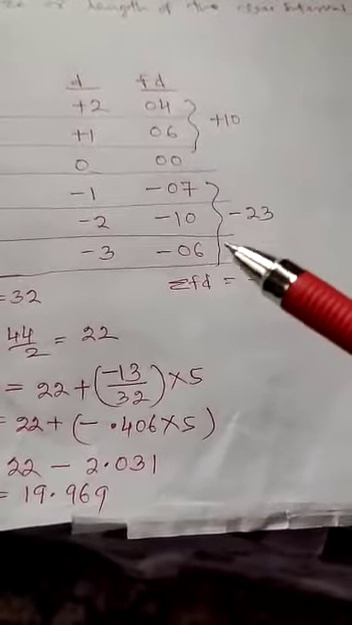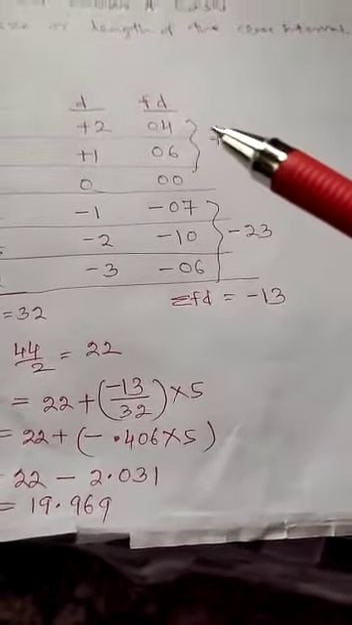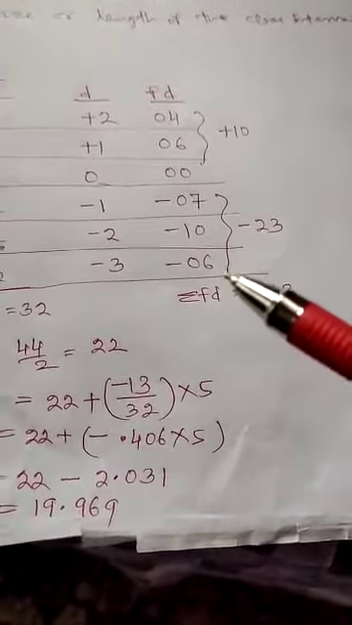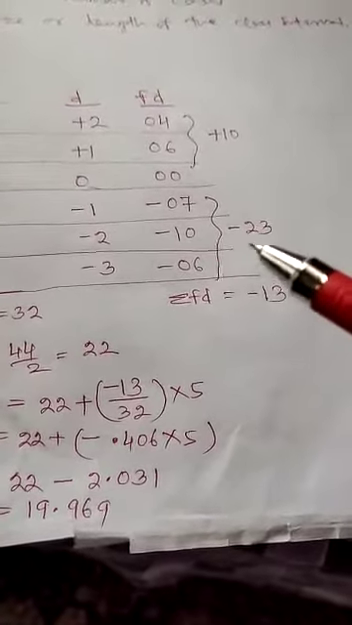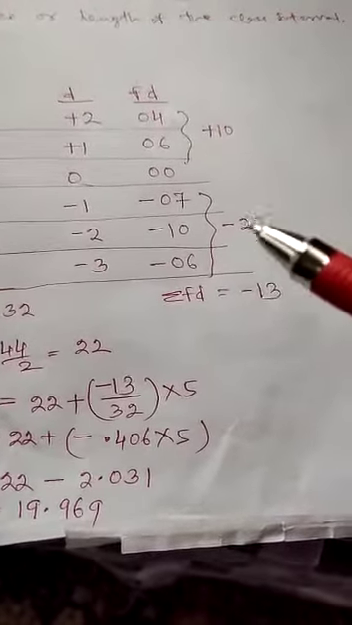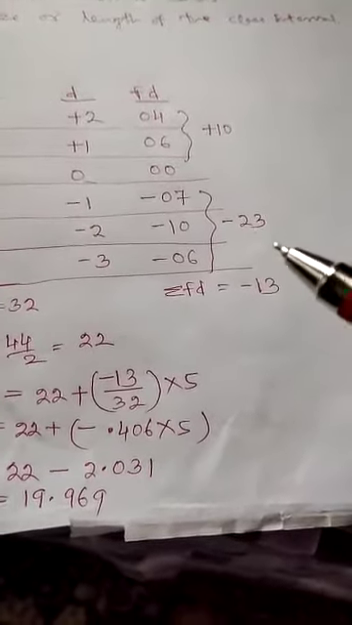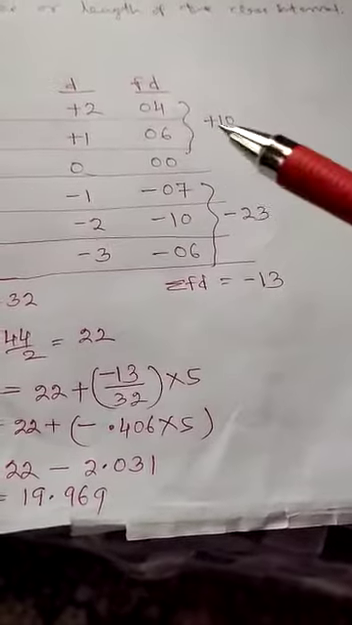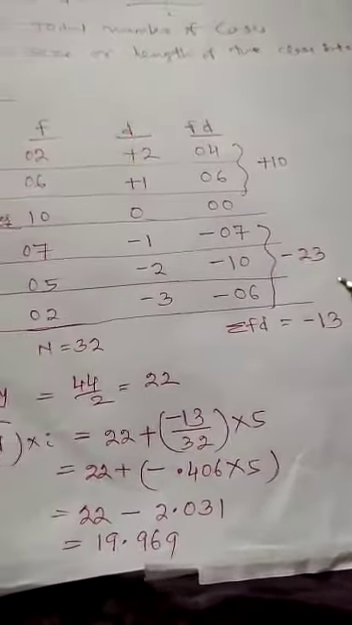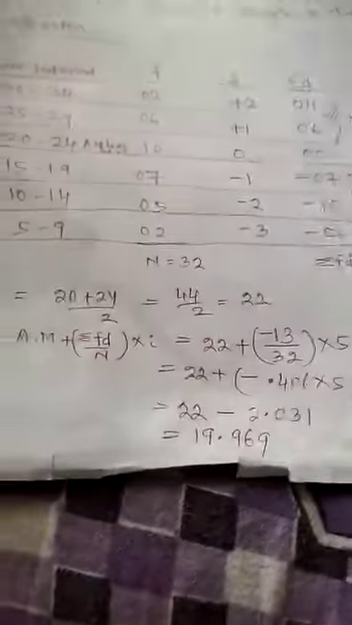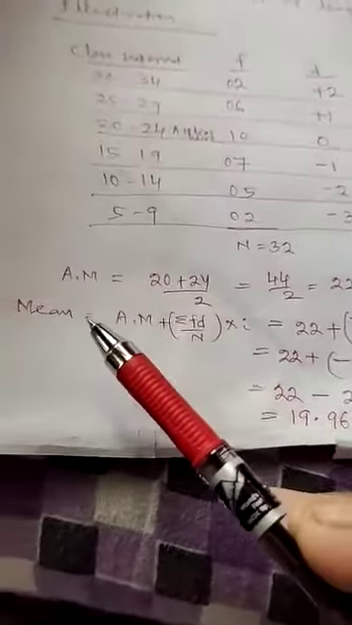Because there are two kinds of scores, one is plus scores and the other ones are minus scores, we have to add them separately. The plus scores are added and the minus scores are added, and since the minus score here is minus 23 plus 10, the sigma FD will be minus 13. After getting all these scores, what we have to do is calculate the mean now.